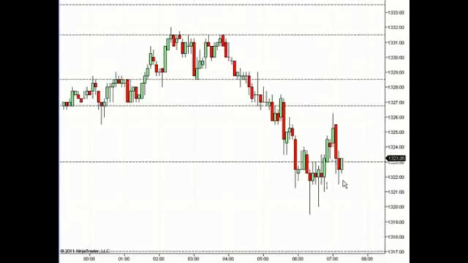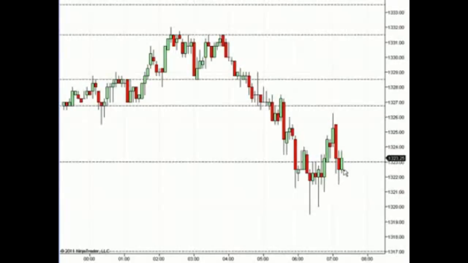Here we have the E-mini chart, and the market has just opened up about half an hour ago, 40 minutes ago. So we're pretty much past our opening range. You can see we broke through this support area here at 1323. Prices have come back down, and I would look for some sort of support to occur around 1323, and that would be a buy signal for me.